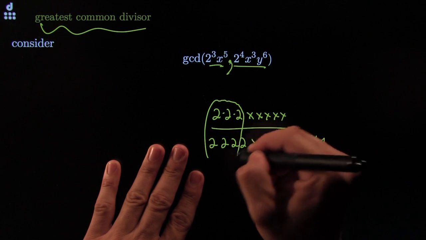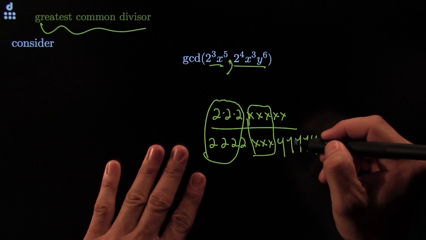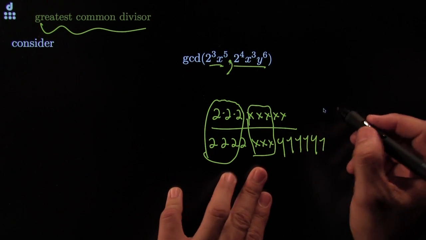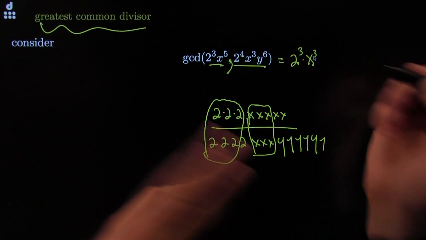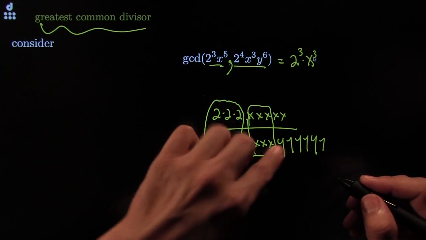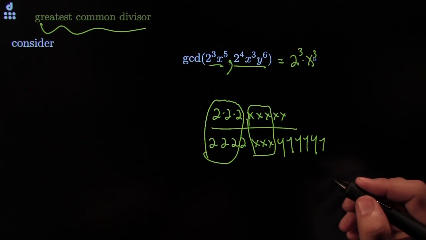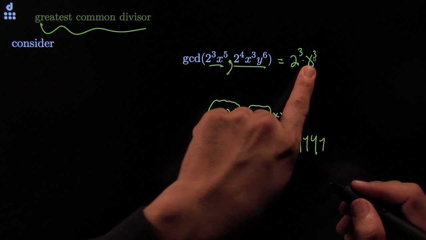Okay, I got 3 of these common, and I don't see anything else that's common. So the GCD is 3 of these and 3 of these. Boom. GCD, think fractions. It's not really a fraction. Use this so you can understand and help you remember how to compute the greatest common divisor.